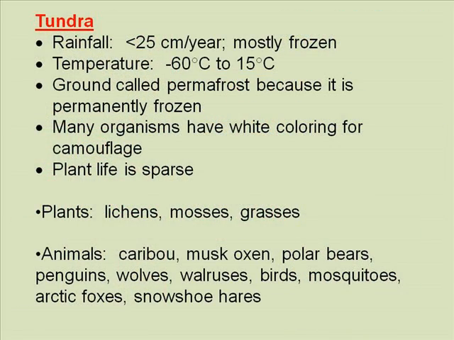The tundra biome is actually going to be very dry, sort of like a desert. Actually, tundras can also be called frozen deserts because of the lack of precipitation. Now, when it does precipitate here, it's usually frozen precipitation, snow. The temperature here is extremely cold.